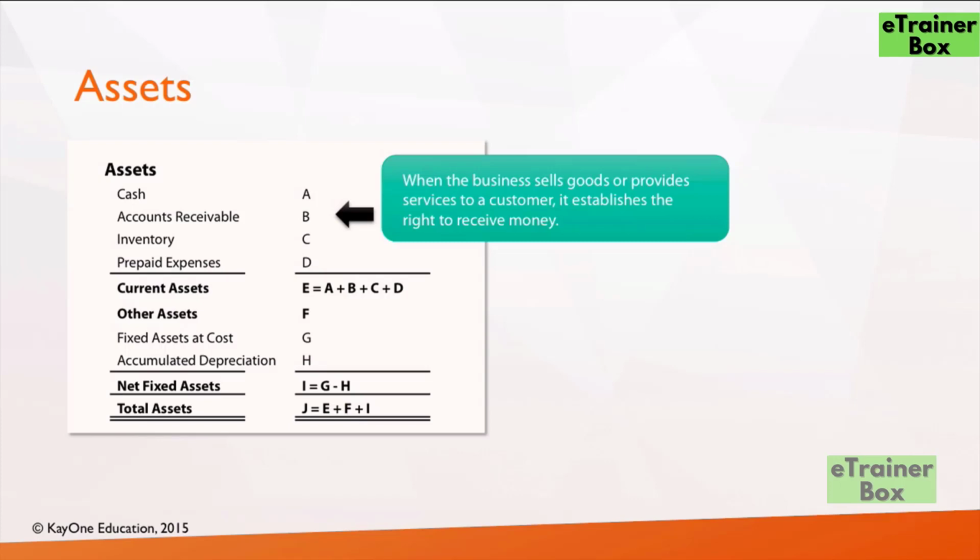So accounts receivable represents the right to receive money from customers for goods or services already provided to the customer before the balance sheet date. So we have cash. The second one is accounts receivable.